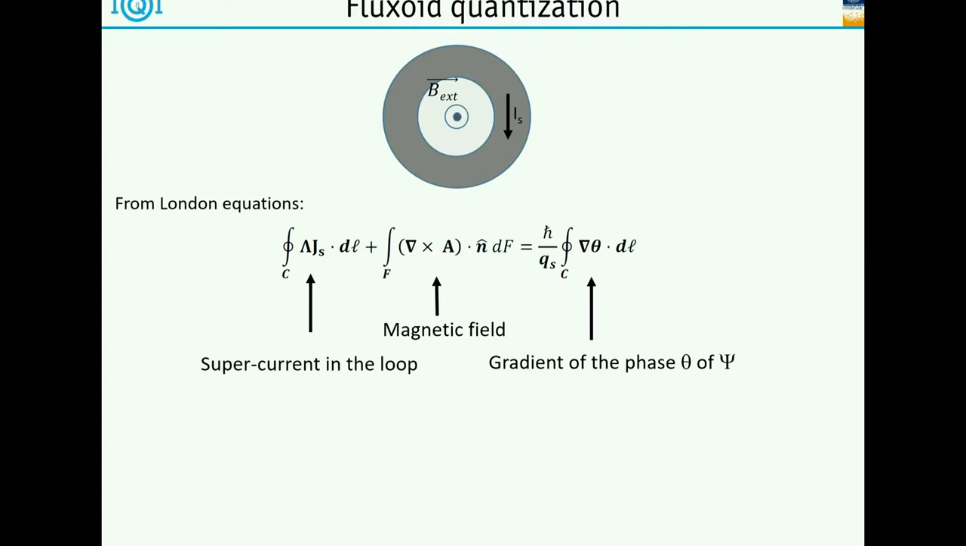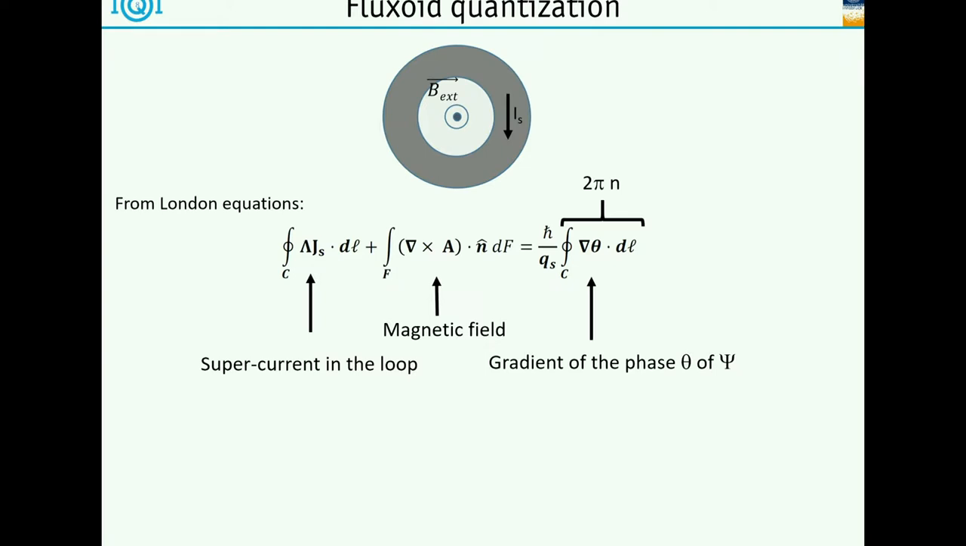So the second term actually comes from the applied magnetic field. And then this part here on the left is the gradient of the phase of the wave function. The London equations tell me that there is some relation between those. What is important is that if you think about it, this wave function here, if I go around this ring once and come back to the same point, the phase has to come back to the same value, because my wave function has to be single valued. There's just no other way.